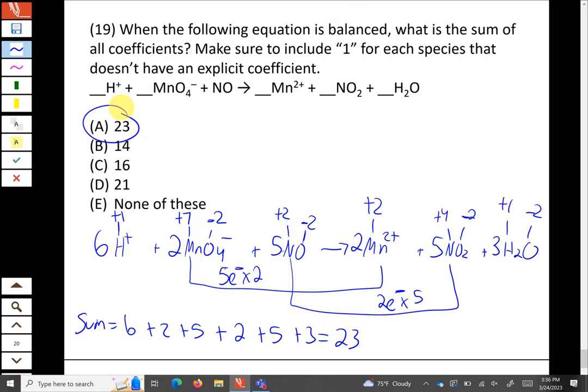Again, there's no real benefit to knowing the sum of the coefficients. It's just how we often ask you to answer questions in Blackboard, just to make sure that you balance the whole thing. And that's what you had to do here to get that number. All right, questions on that one or anything about balancing redox equations before we tackle the last one?